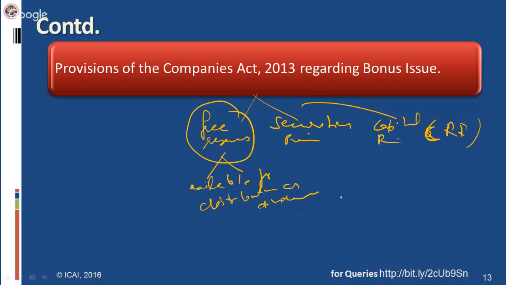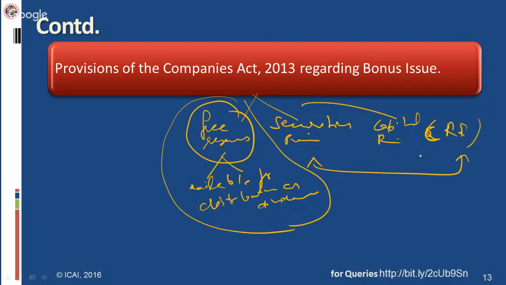Any amount which is unrealized. Suppose you have created revaluation reserve. Now, what is the status of revaluation reserve? Revaluation reserve you have created on your own after revaluing your fixed asset. Definitely, revaluation reserve is not a free reserve. You have not realized the gain. If you have made any change in the carrying amount of a fixed asset and increased your reserves by crediting the amount to revaluation reserve, then definitely it is not free reserves. But out of these three, CRR and securities premium, you can always issue the bonus shares.